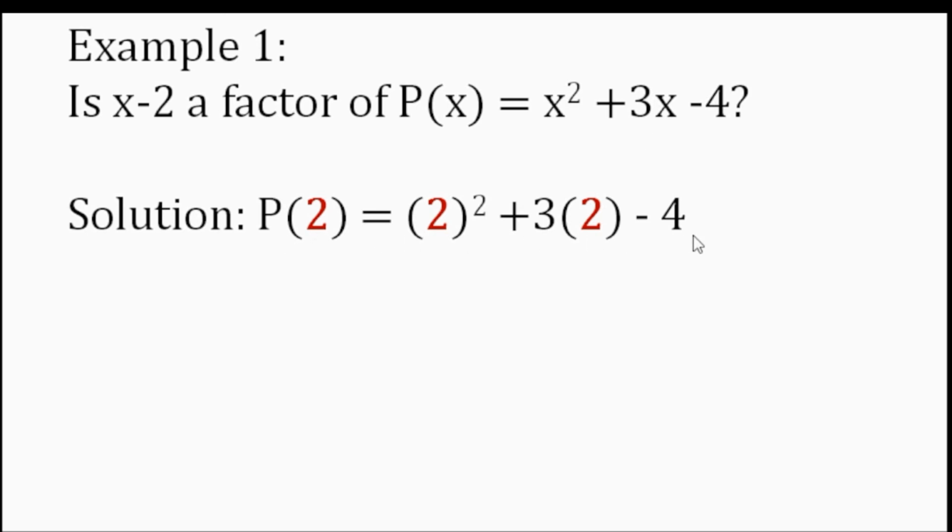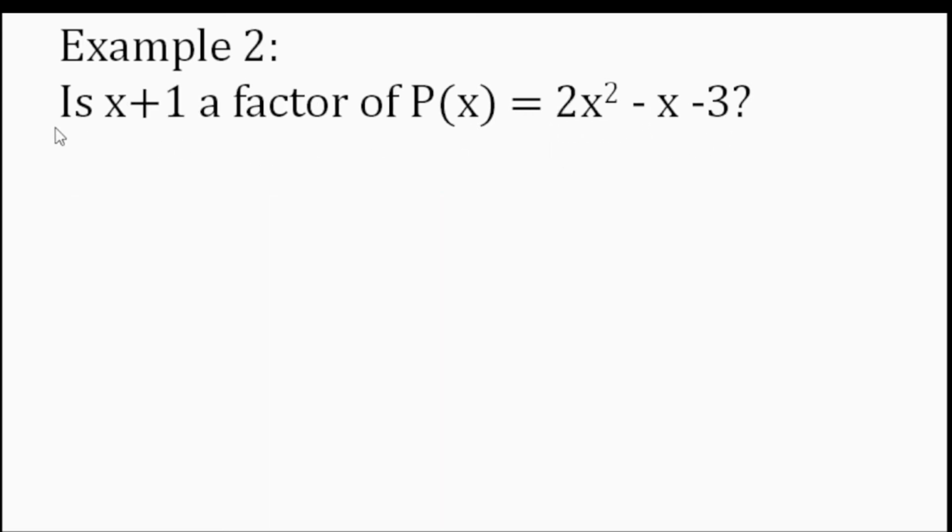We get this. Now we can simplify furthermore. 2 squared is 4, 3 times 2 is 6, then minus 4. And 4 plus 6 minus 4 is 6. So the remainder, or the value of the polynomial at c equals 2, is not 0. Therefore, x minus 2 is not a factor of the polynomial p of x equals x squared plus 3x minus 4. Let's do another example.